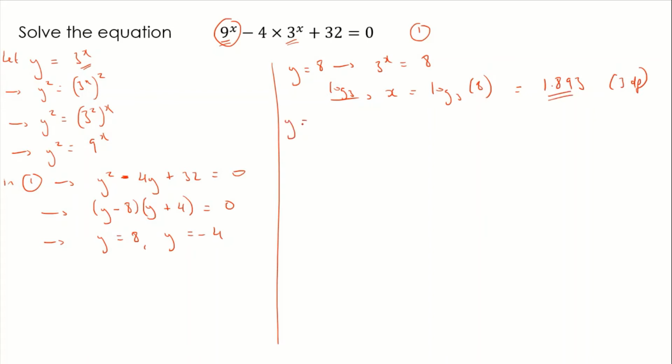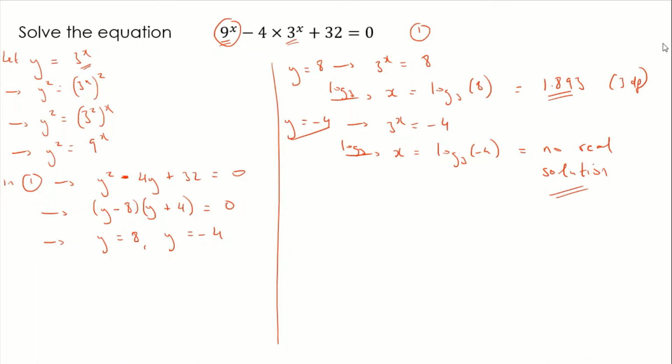And we know by now, if you do y equals negative 4, all right, you're going to get 3 to the x equals minus 4. And if you try taking log to the base 3 of a negative number, you're going to get shouted at. So there's no real solution. So we get only one answer for this one. Okay, only one real answer for this one.